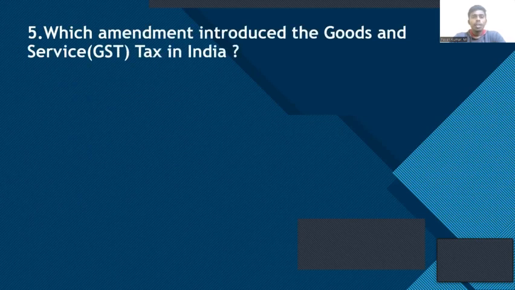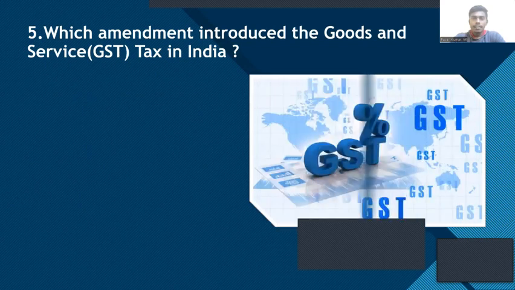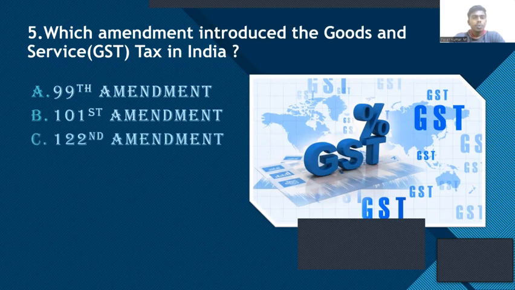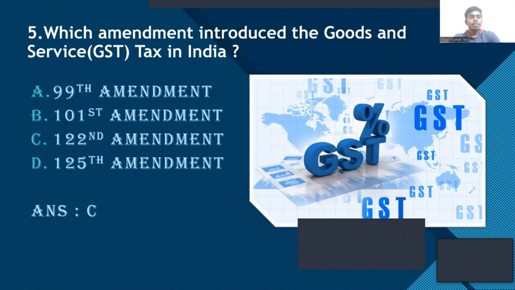So coming to our final and last question of this module, which amendment introduced the Goods and Services Tax in India, GST in India? And the options are option A 99th Amendment, option B 101st Amendment, option C 122nd Amendment, option D 125th Amendment. So the answer will be option C. It's the 122nd Amendment which introduced the Goods and Services Tax in India.